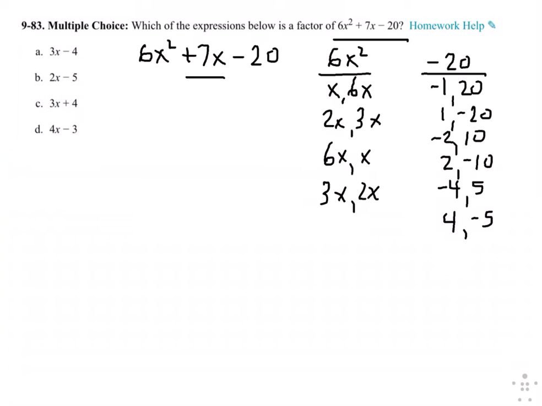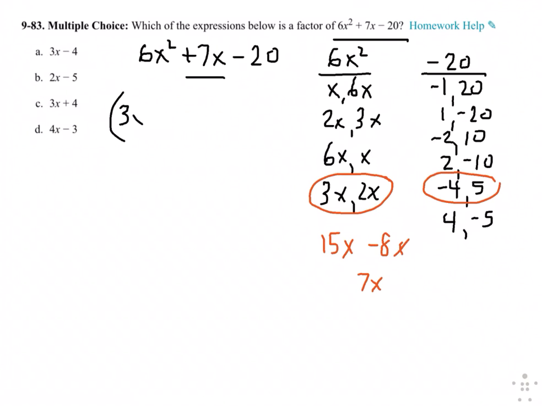So quickly, maybe not quickly, but we can see that it's this group, right? Because 3x times 5 is 15x, and 2x times negative 4 is negative 8x, and that gives us the middle term of 7x, right? So that means that this factors to 3x and 2x, and then negative 4 and positive 5. So given this one here matches A. Let's just double check, make sure none of the others match, which they don't, so the answer is A.